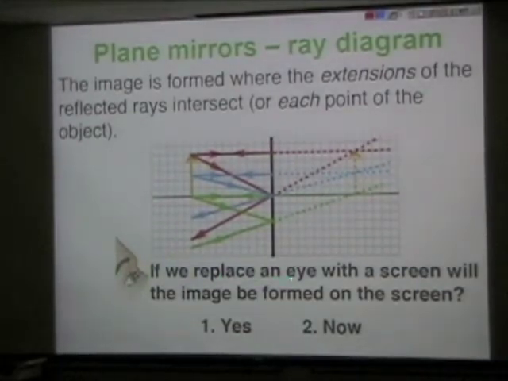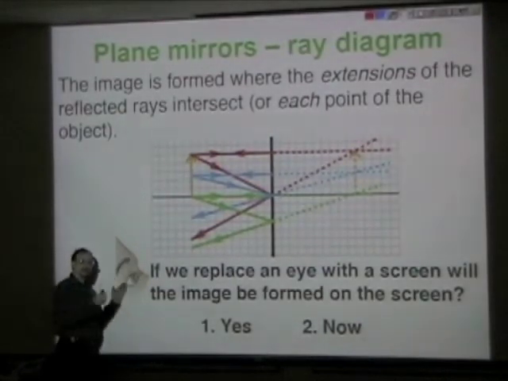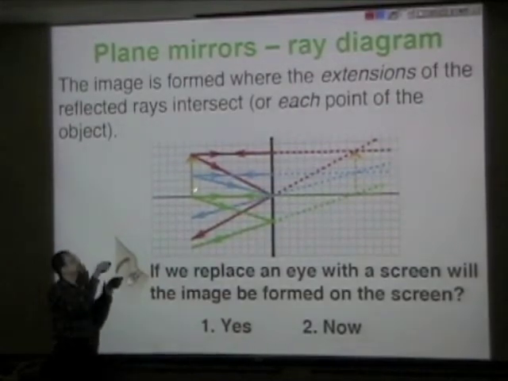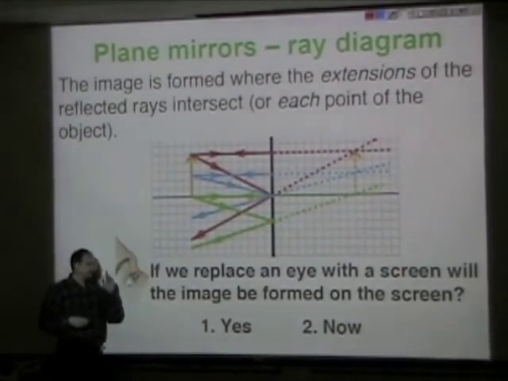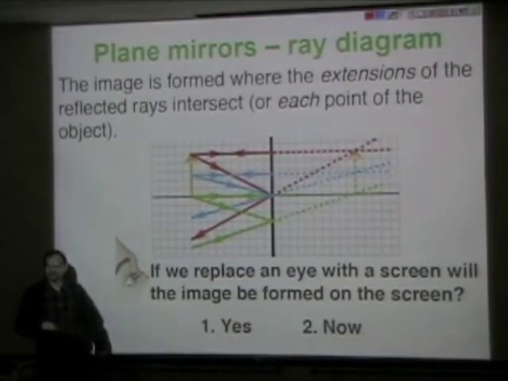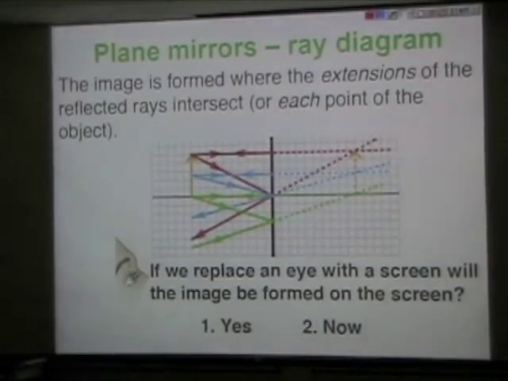If we replace an eye with a screen, will the image be formed? So when you're looking in the mirror, you see this object. If instead of you, a screen is placed, do you think the image of this object is going to be formed on that screen? Yes or no?